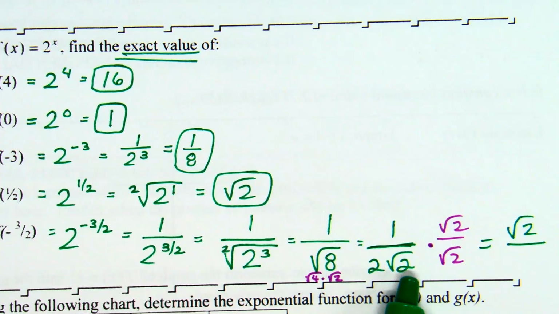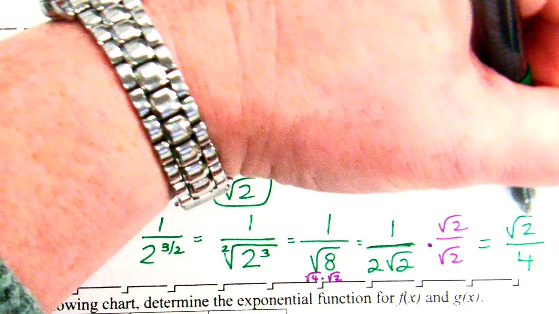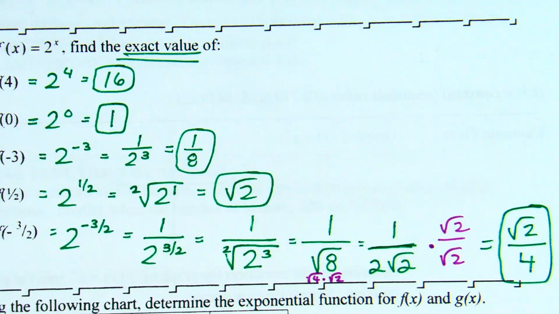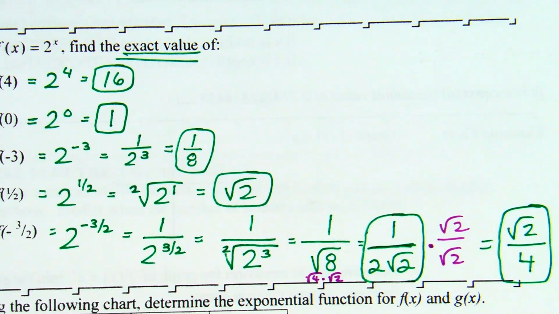1 times square root of 2 is square root of 2. In the denominator, first of all, what's square root of 2 times square root of 2? When you multiply a square root by itself, you get 2. And then what did we have out front? Another 2. What's 2 times 2? 4. So one option is square root of 2 over 4. Okay. I have this one, 1 over 2 square root of 2, boxed in my notes, meaning I would probably accept that as well.